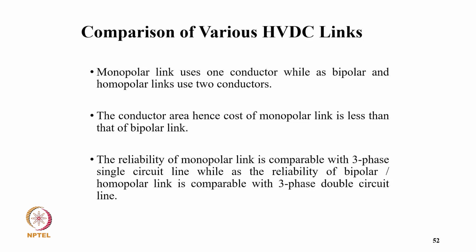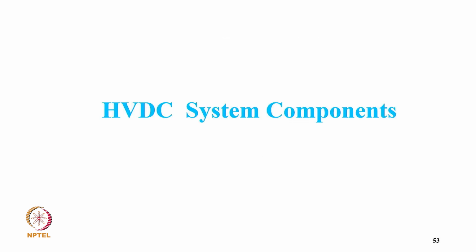So coming to the comparison of various HVDC links, the monopolar link uses one conductor, whereas bipolar and homopolar use two conductors. The conductor area, hence the cost of a monopolar link, is less than the bipolar link, and the reliability of a monopolar link is comparable with the three-phase single circuit line, whereas the reliability of a bipolar or homopolar link is comparable with the three-phase double circuit line.